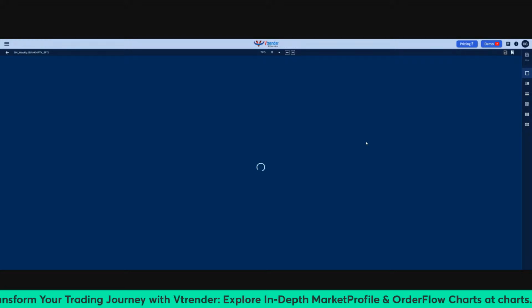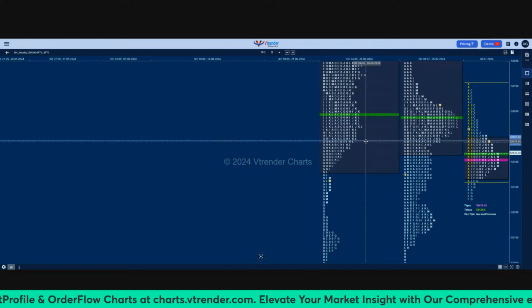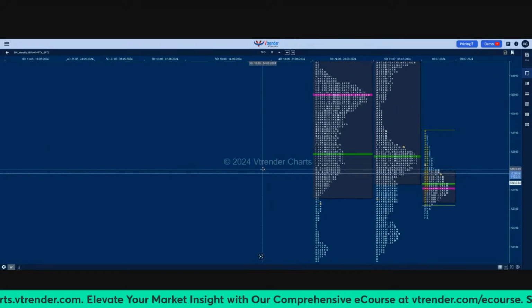Fine. I guess there are no queries. So let us shift our focus to the Bank Nifty profile chart. Let us start with the weekly profile and see what the auction has done today in the weekly chart, and then we will move on to the daily, just like we did in Nifty spot.